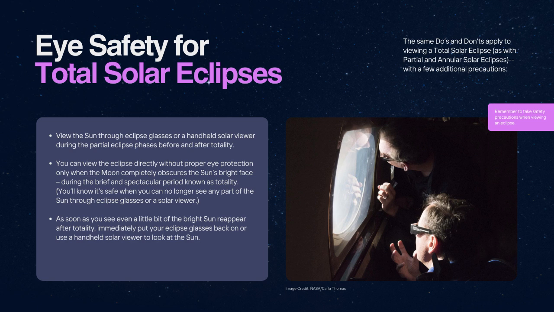You'll know it's safe when you can no longer see any part of the sun through eclipse glasses or a solar viewer. As soon as you see even a little bit of the bright sun reappear after totality, immediately put your eclipse glasses back on or use a handheld solar viewer to look at the sun. The same do's and don'ts apply to viewing a total solar eclipse, as with partial and annular solar eclipses, with a few additional precautions.